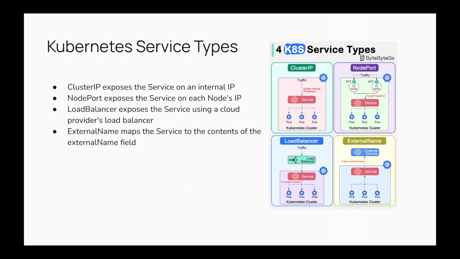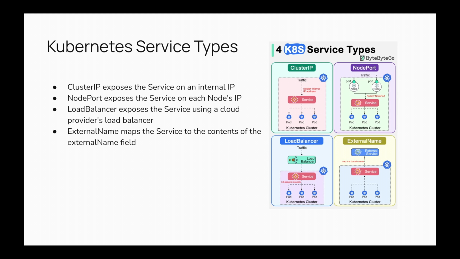Second is NodePort. This exposes the service on a static port on each node's IP address. This static port is chosen from a high-numbered range, typically from 30000 to 32767. This allows you to access the service from outside of the cluster by hitting any node's IP address and then the NodePort. And the third, LoadBalancer.